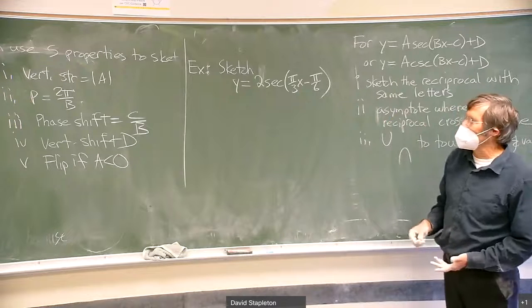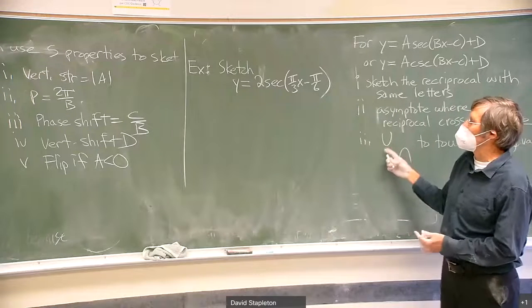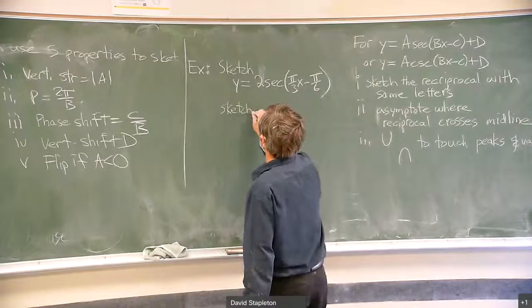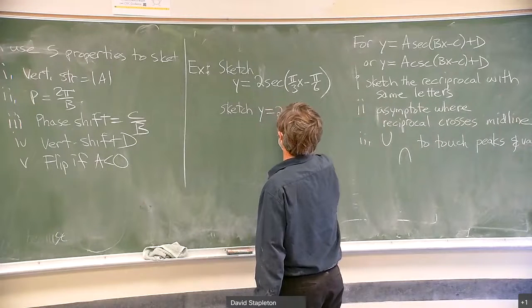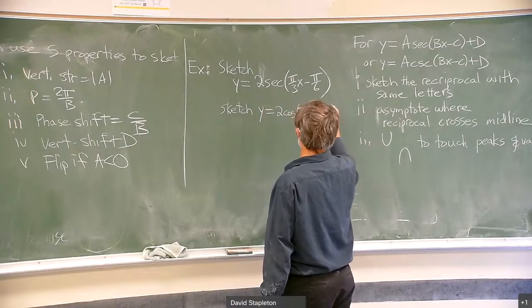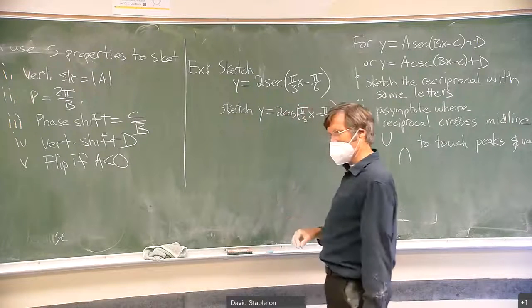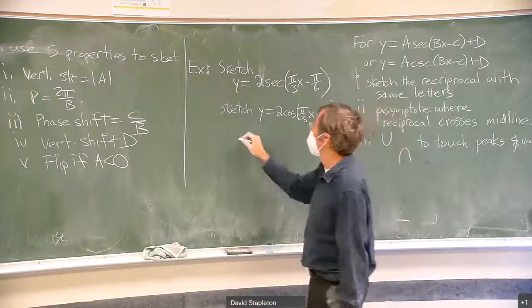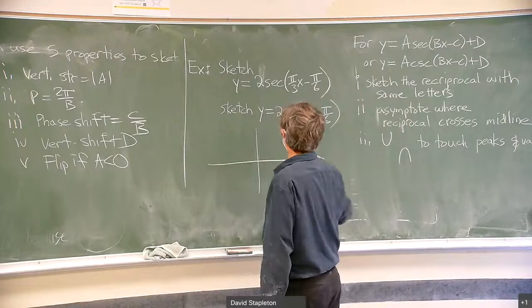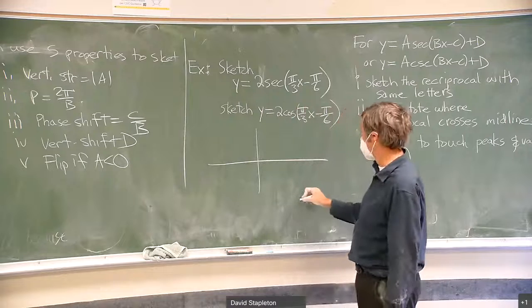Instead of going to the 5 letters and sketching the basic graph, we'll sketch the reciprocal graph. We'll sketch first the reciprocal function with the same letters, y equals 2 cosine of pi over 3 x minus pi over 6, which we already know how to sketch very well, and then we'll just touch the peaks and valleys, right? And put asymptotes where it crosses the midline. So we'll start with that one, and we'll say, how do I do this with cosine?